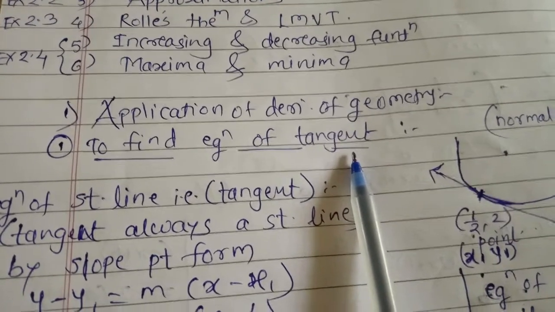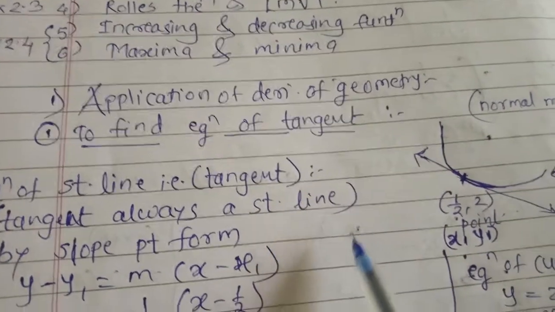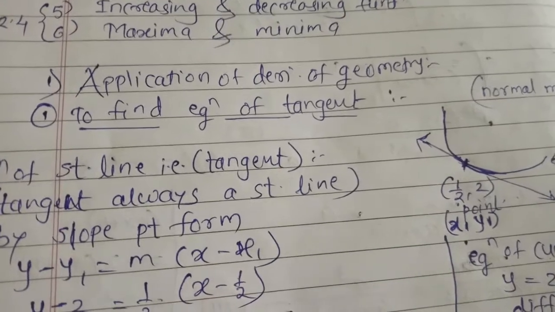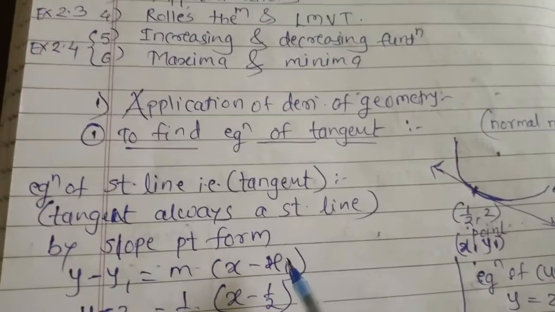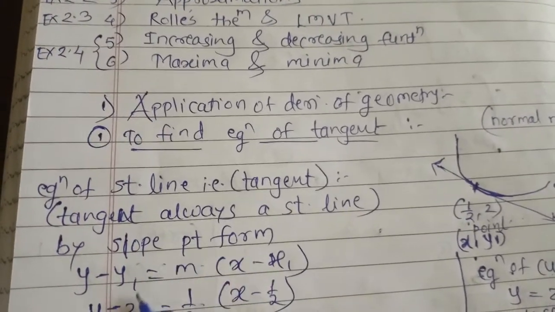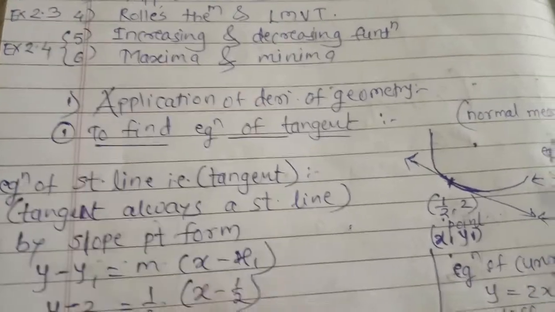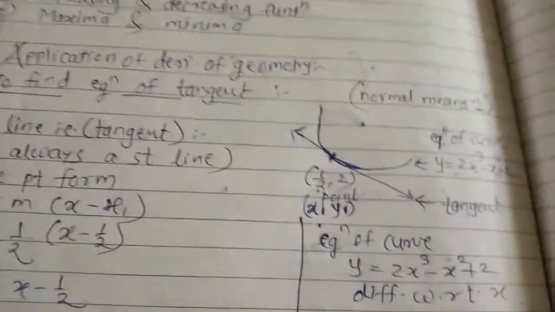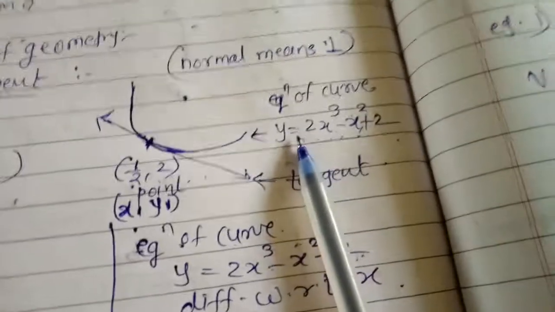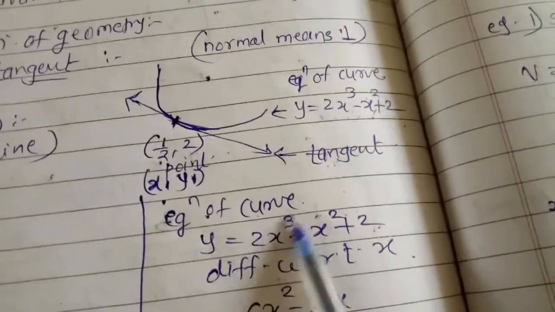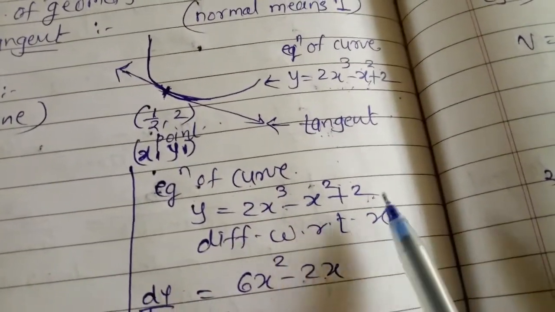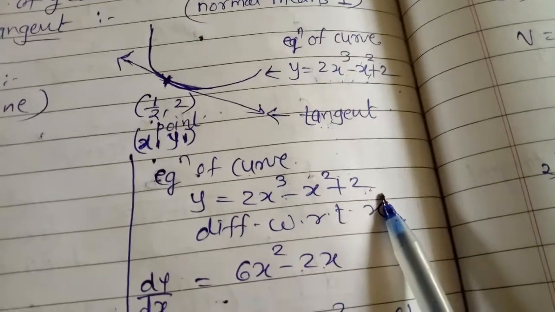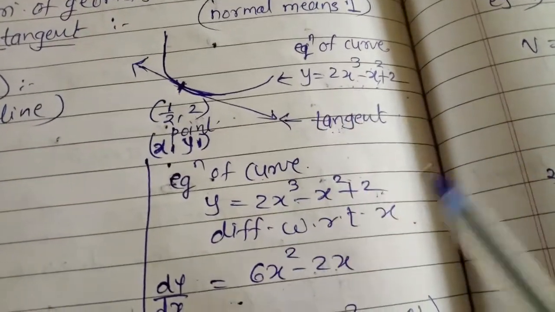You know the equations of straight lines, we learned the different forms of equation of lines. Here the form we are going to use is the slope point form. So we have to write down the equation of the curve. Let me write here the equation of the curve, y equals 2x cube minus x square plus 2, and I am going to take the derivative of this one.